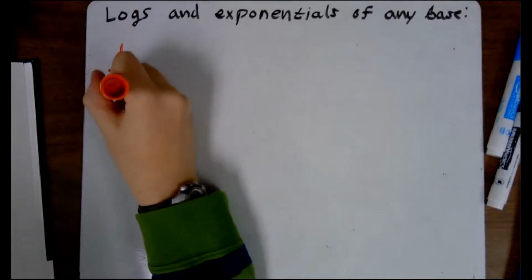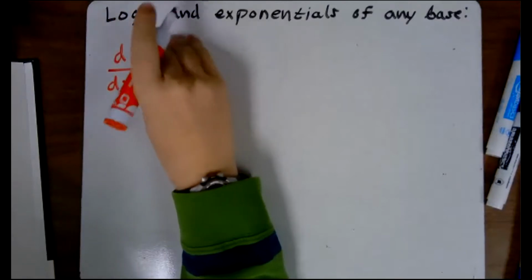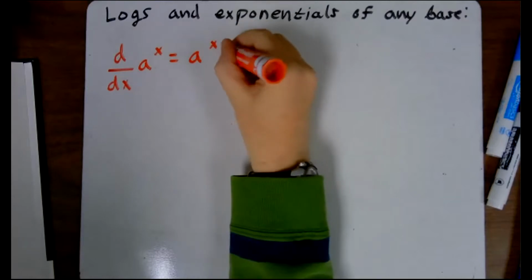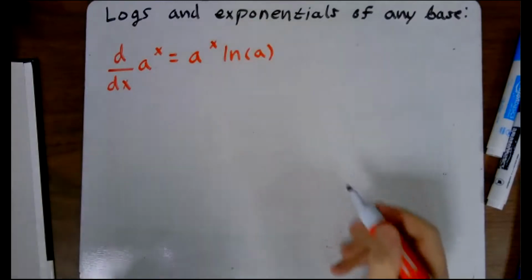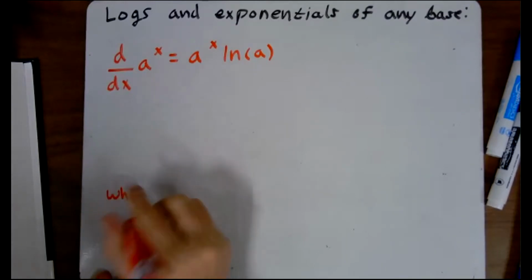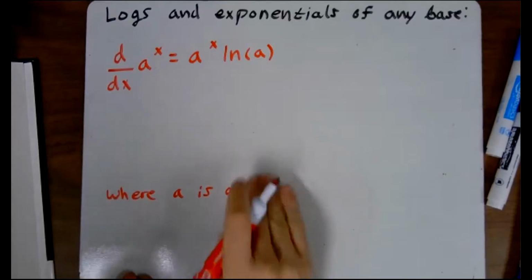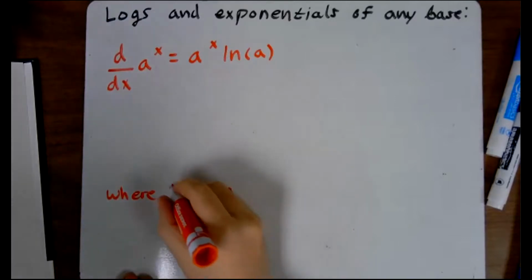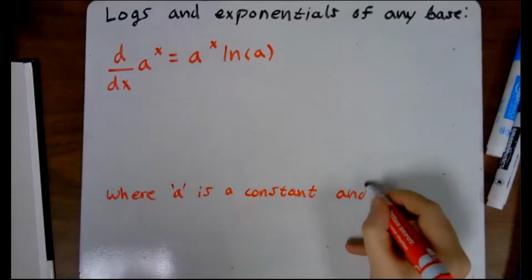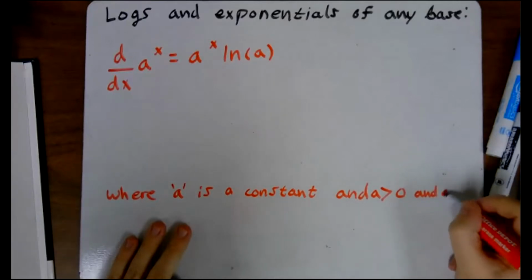The derivative of a to the x is equal to a to the x times the natural log of a. And to be clear, this is where a is a constant. And of course, a needs to be greater than 0, and a can't be 1.